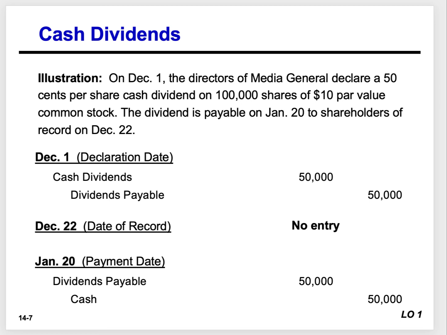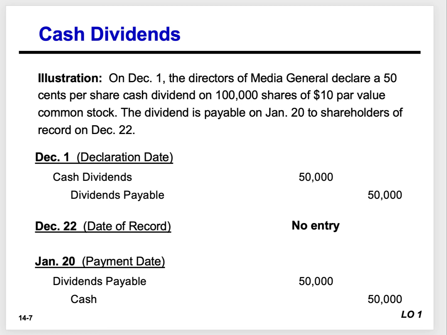December 22nd rolls around. Do I get the dividend? No, because as of December 22nd, I don't own it. I sold it to somebody else. I sold it to Kenny. So as of December 22nd, Kenny is now the owner of that stock. Okay? Corporation makes no journal entry. On January 20th, that's the payment date. So on January 20th, Kenny gets a check for 50 cents per share for the stock that he bought on December 10th, right?